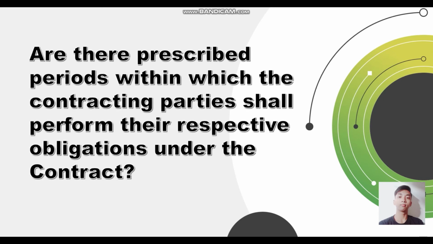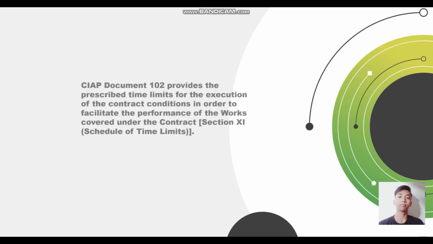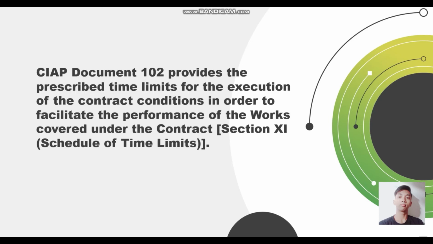Are there prescribed periods within which the contracting parties shall perform their respective obligation under the contract? CIAP Document 102 provides prescribed time limits for the execution of the contract condition in order to facilitate the performance of the work covered under the contract. Section 11, or the schedule of time limits.